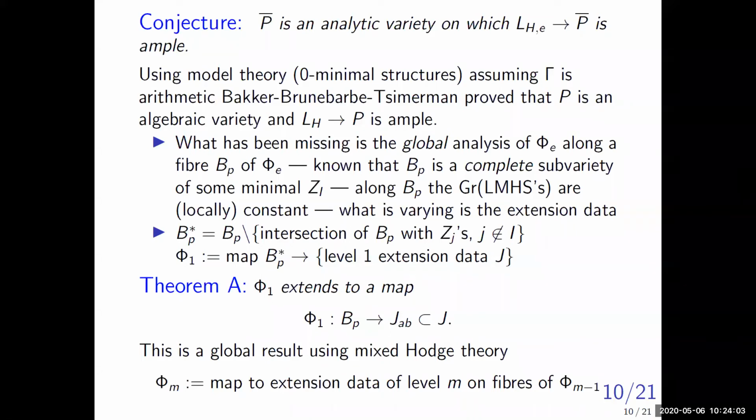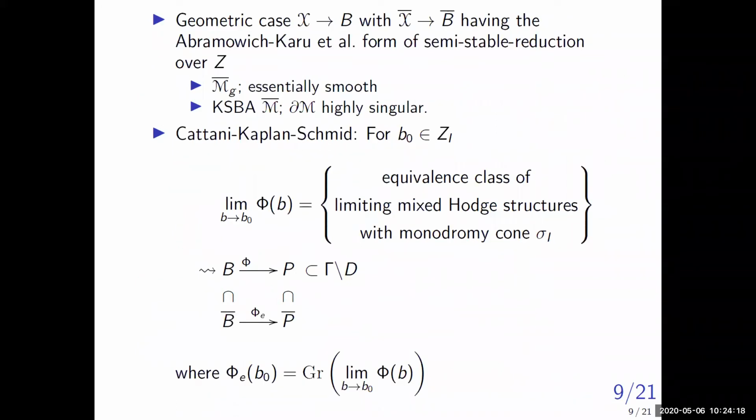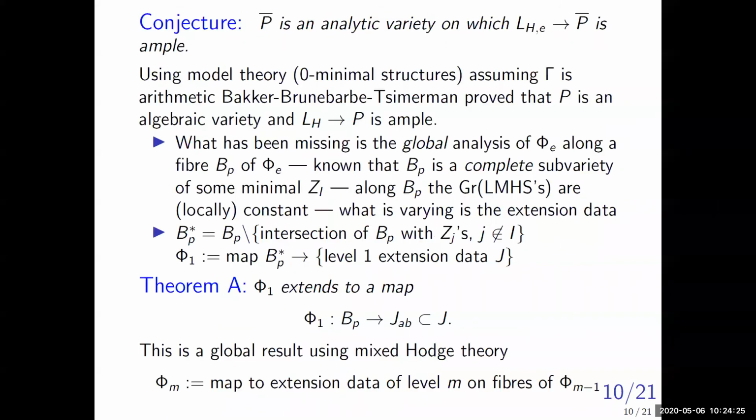Using logic, model theory, o-minimal structures, there's been recently very interesting work by Bakker, Brunebarbe, Tsimerman, and others, Klingler, that prove that the P itself, the thing, gamma by D, D by gamma, is an algebraic variety, not just an analytic variety, on which the Hodge line bundle is ample. Okay. So what's missing is what goes on at infinity.